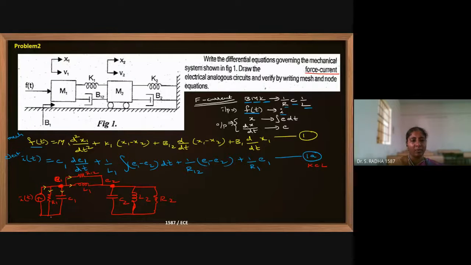You can put a common ground here, or you can connect them like this to make a closed loop if you want. Yes, any doubt? I will just put a ground here. All these are the same points, the ground connection. So you can also join them.